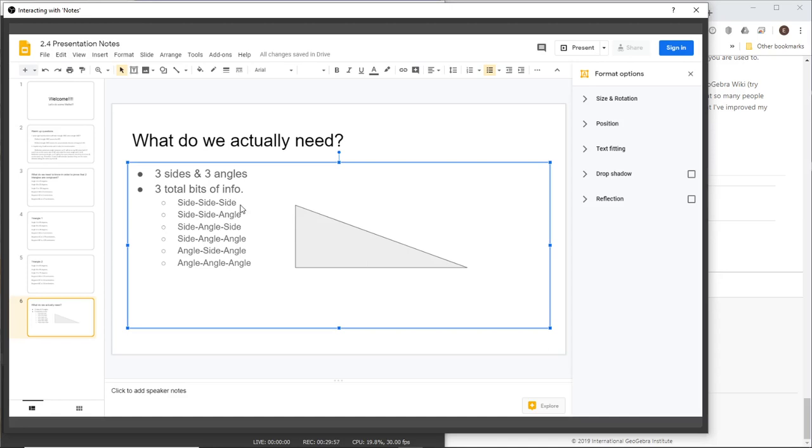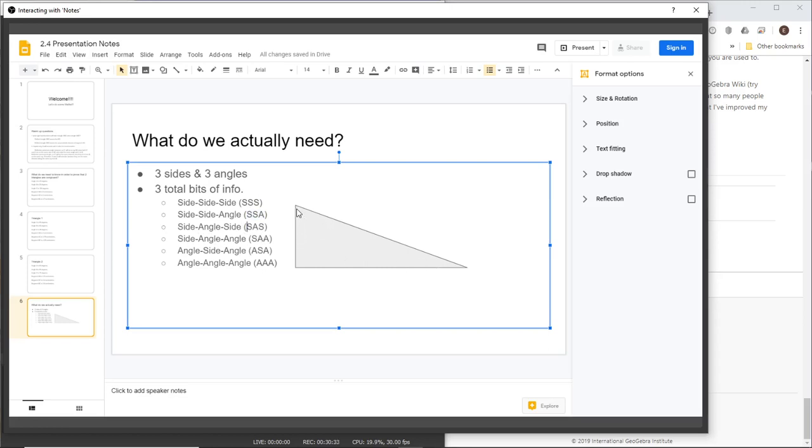These guys have abbreviations, which are really useful because that's a lot of stuff to talk about. Do me a favor for the side-side-angle one: don't do angle-side-side. That's just rude. Don't do the angle-side-side abbreviation. It's a terrible idea.